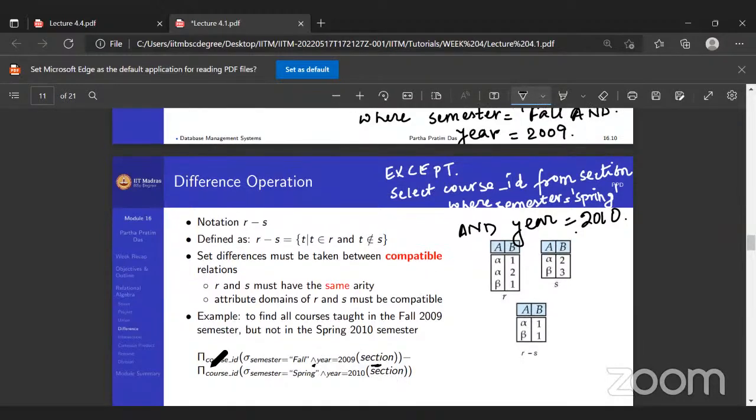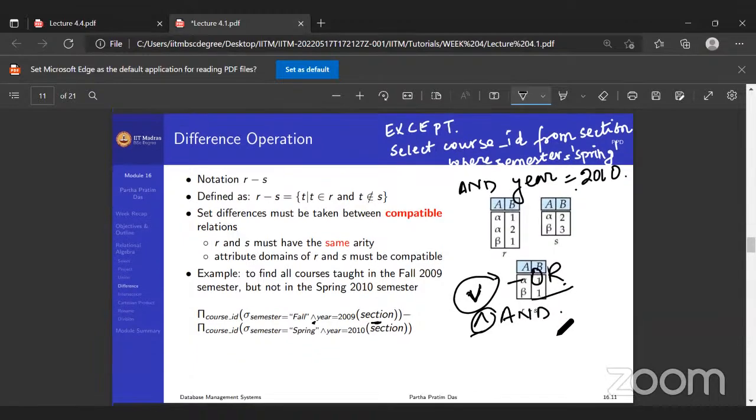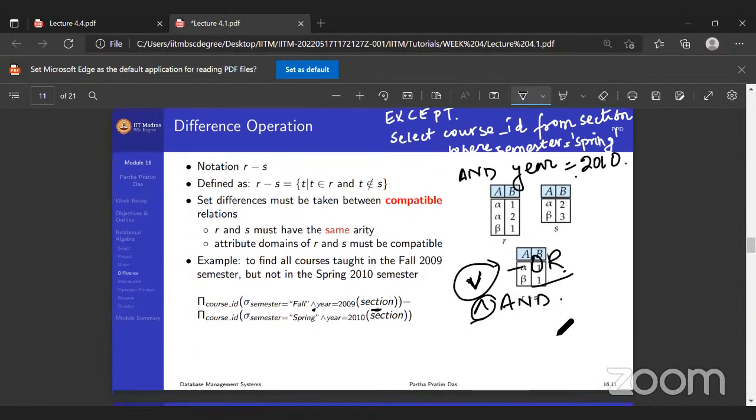So is this conjunctive or disjunctive? This one is disjunctive, and this is the conjunctive. This is the and, right? And this is or. Or is disjunctive. Got it, right?